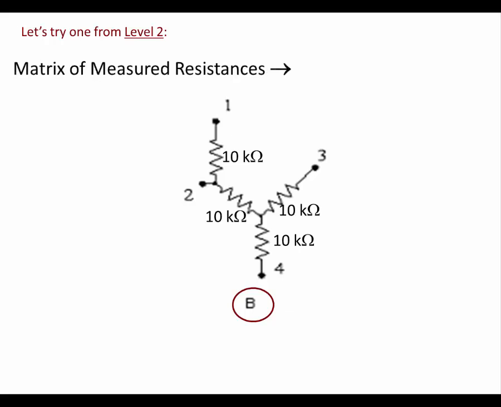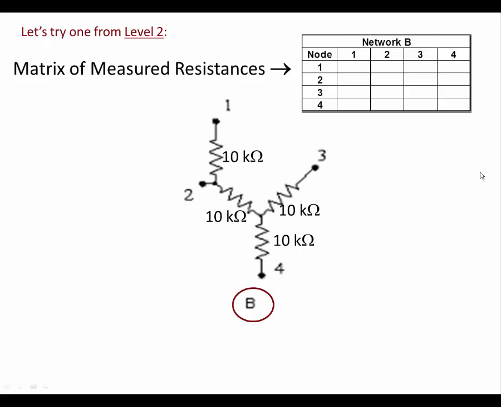Let's make a matrix of measured resistance values between the various nodes. Here's the matrix table, and the resistance measured between any two nodes will be placed in this table at the box that is at the intersection of the column of one node and the row of the other node.